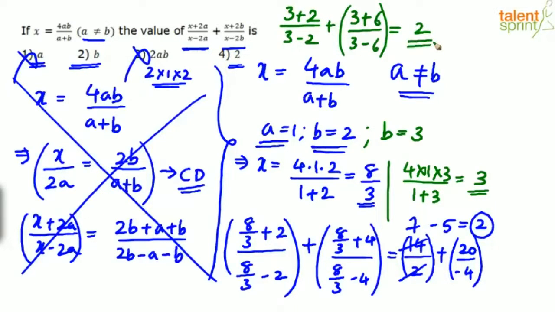Again, the answer is 2. Now you can say that option 2 cannot be the answer because option 2 says the answer should be b, b is equal to 3. But what we have actually got is 2. So option 4 comes out to be the final answer.